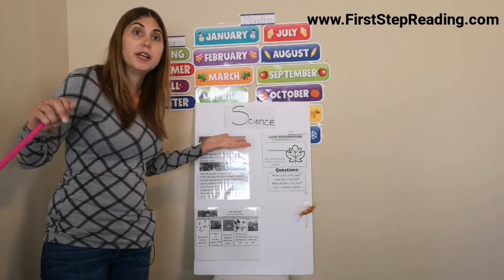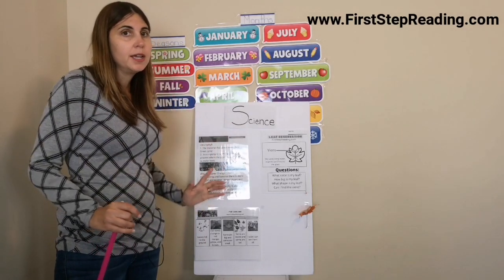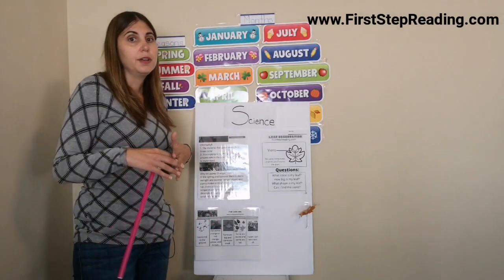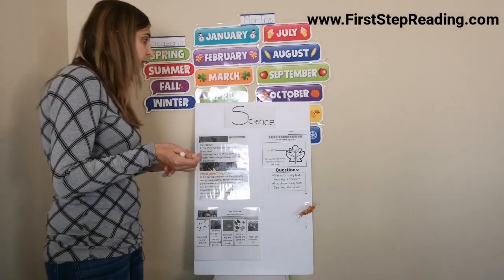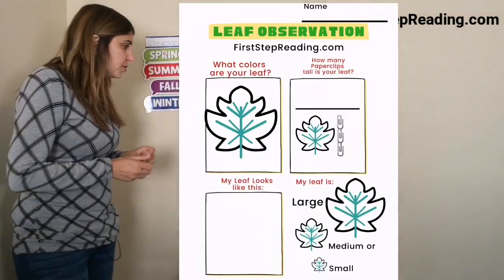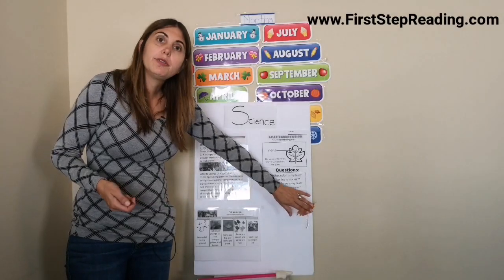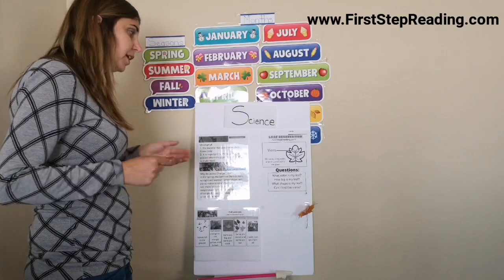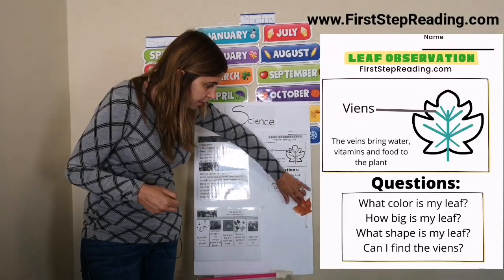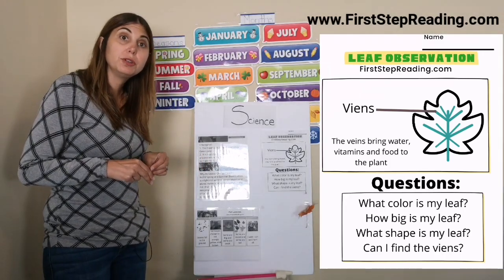And then we get to do some fun experiments. So first thing, with an adult, you can collect some leaves. Collect a leaf that is colored and collect a leaf, at least one that is green, that is still green. Okay, for the first experiment, we're doing a leaf observation. So, for your leaf observation worksheet, you need to find a leaf that is not green. Probably, if you can't, you can find green, it's okay. And see if you can find the veins of the leaf. The veins of the leaf are what bring water and vitamins and food to the rest of the plant.